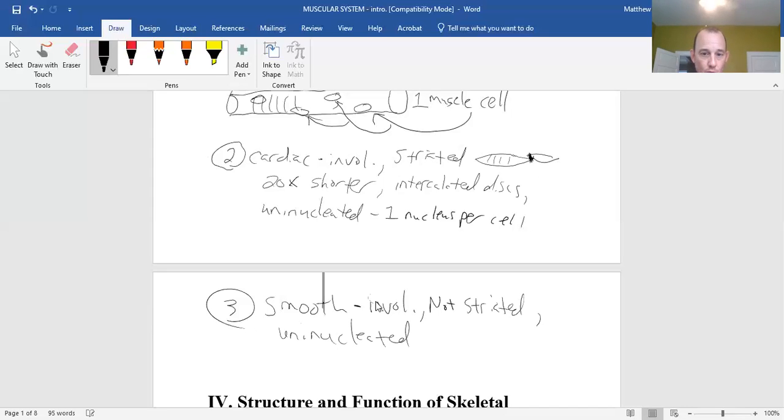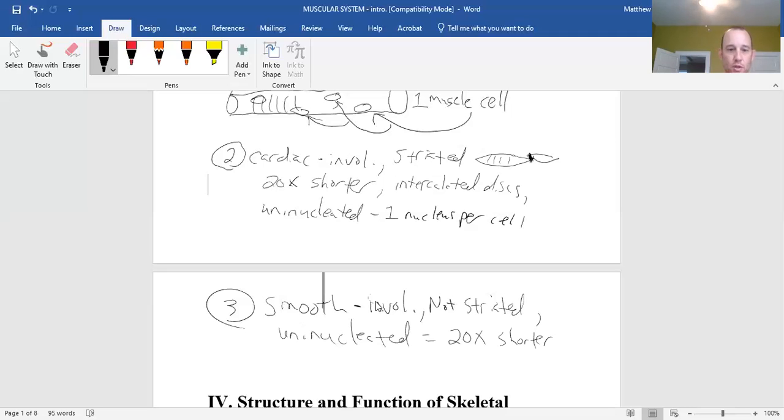Similar to cardiac and in comparison to skeletal muscle, these are also relatively short, about 20 times shorter than a skeletal muscle. So cardiac and smooth muscle are much smaller and shorter when compared to skeletal muscle.